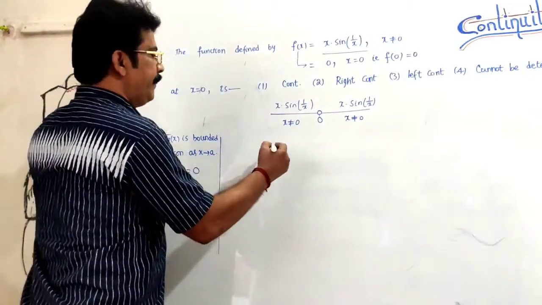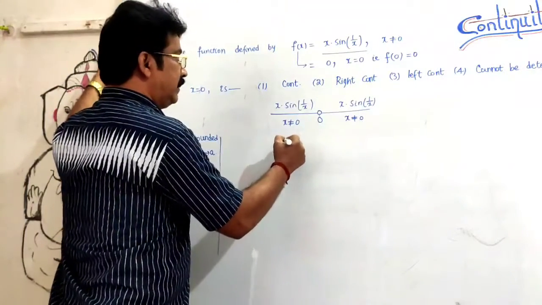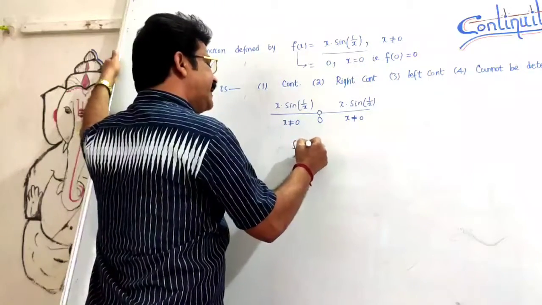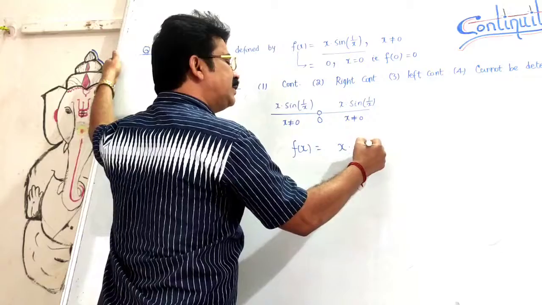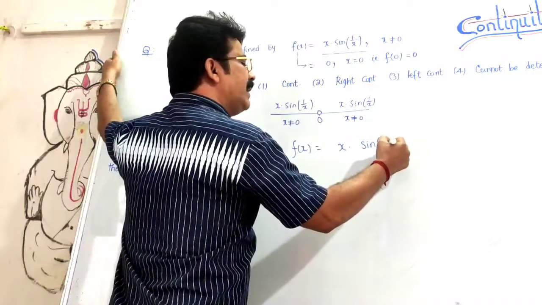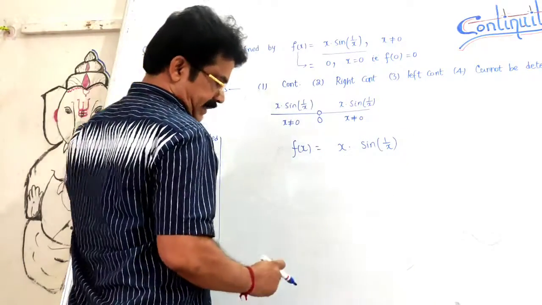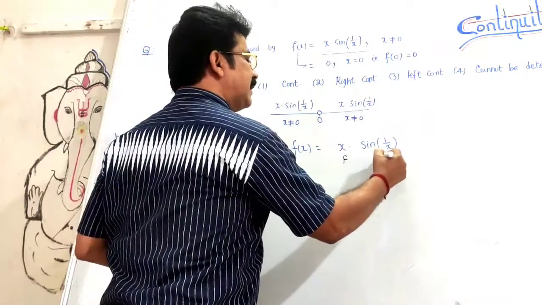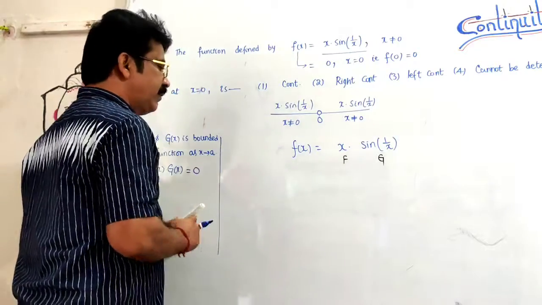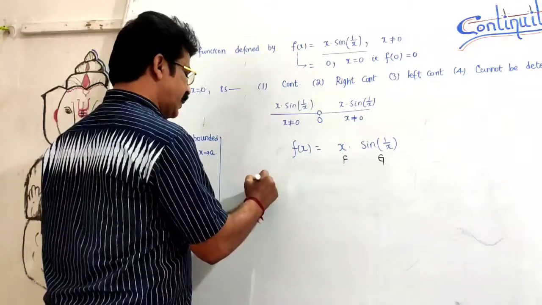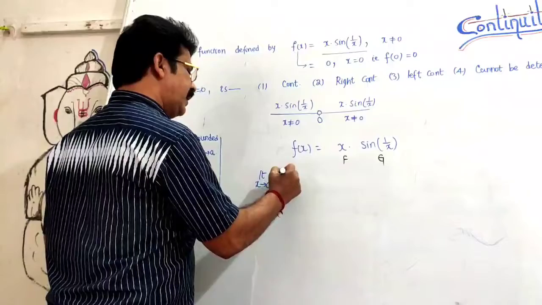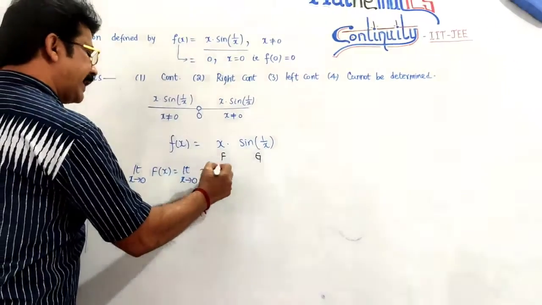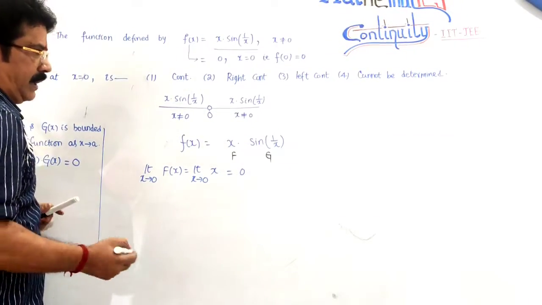Now here, what is capital F of x? Capital F of x is defined as x, and capital G of x is sine of 1 by x. So therefore, limit x tends to 0 of capital F of x is equal to limit x tends to 0 of x, which means 0. Right.